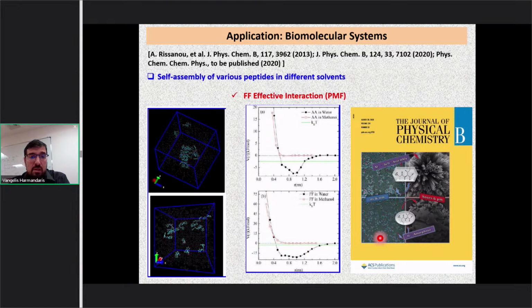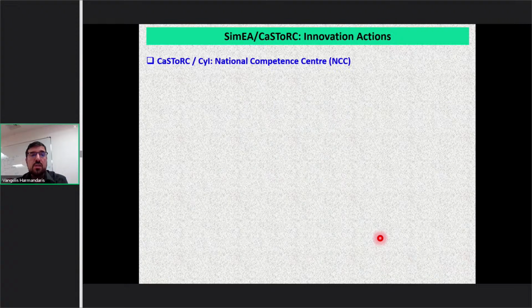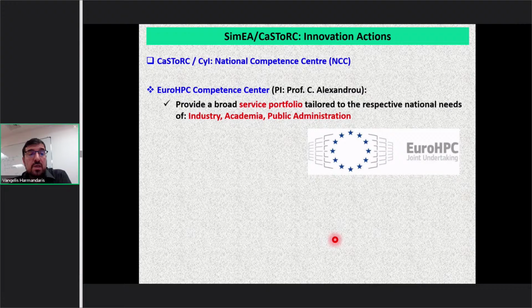Now, the last part, for the next 5 or 10 minutes, I would like to emphasize a little bit the rest of the objectives of the SimEA. These are related primarily with innovation actions. The main thing is that this would be coordinated together with not only the Castor C, but another European project that started a few months ago, the EuroHPC.